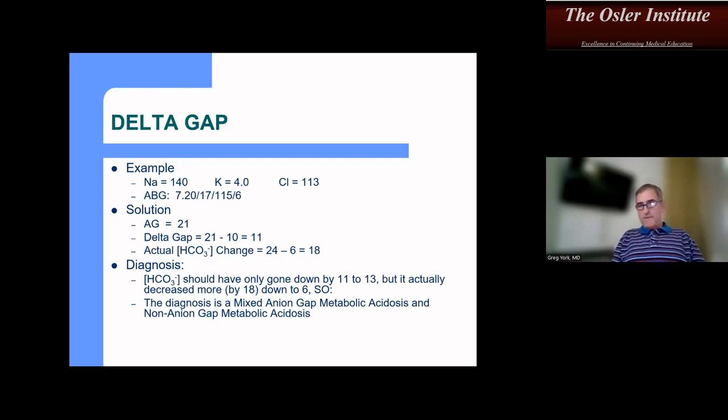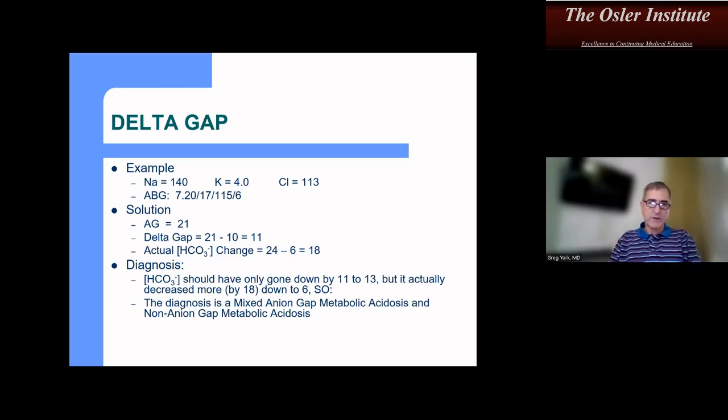We've got a sodium of 140, potassium of 4, chloride's 113, a little elevated. And blood gas shows 7.20, 17, 115, and 6. So your pH is 7.2, so acidotic. Your PCO2 is 17. Your oxygen's 115, and your bicarb is 6. Bicarb is 6. So kind of messed up.